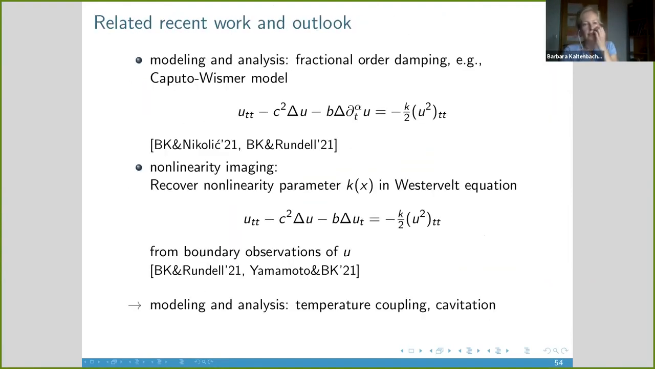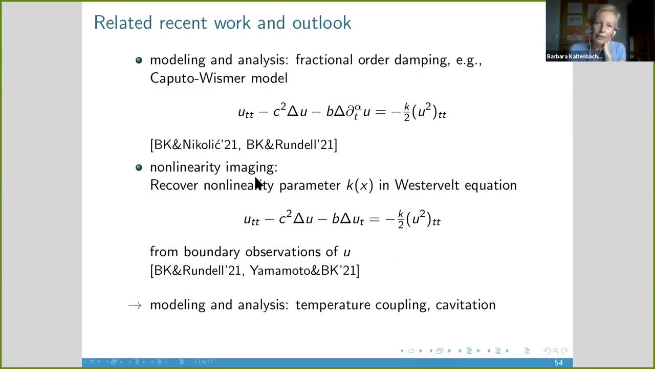Let me come to a quick outlook on other recent work. I've already mentioned fractional order damping. This is another, a bit more simple fractional order model that has been around in the acoustic literature for some time. It goes back to Caputo, but also Margaret Wismer has been using it. So we call it the Caputo-Wismer model. And we have been using it both in the sense of analysis, but also in the sense of inverse problems, because there are really nice inverse problems also arising in nonlinear acoustics.